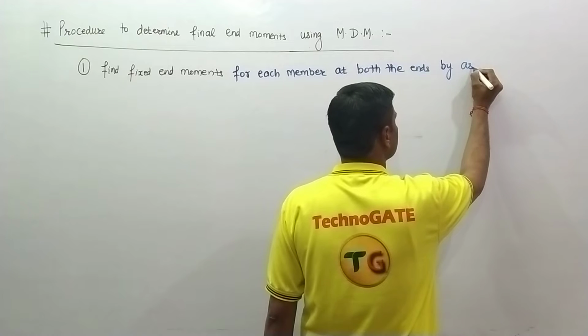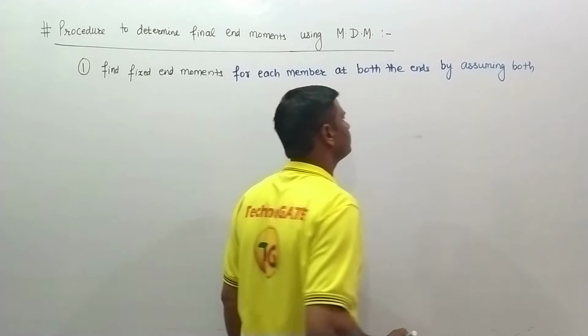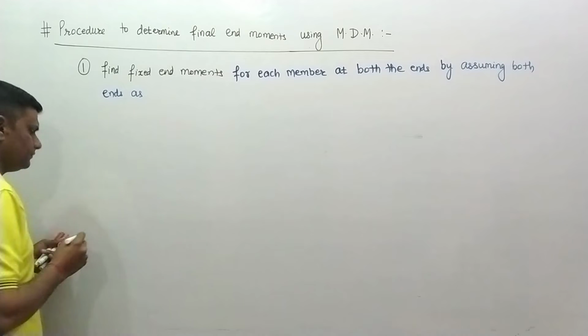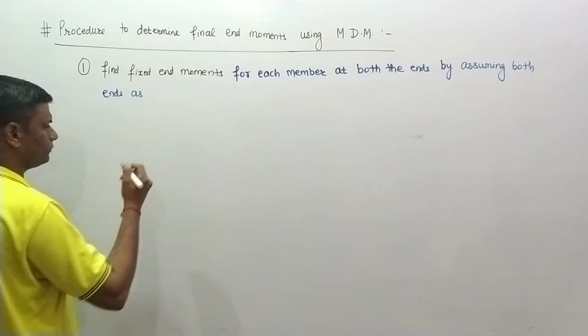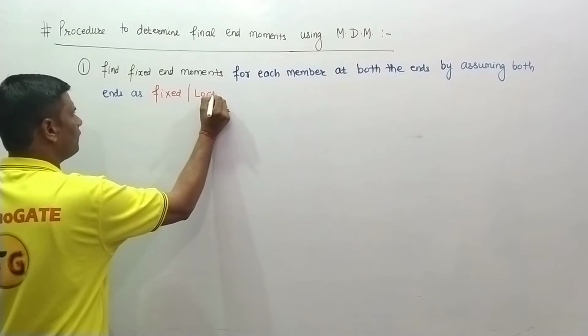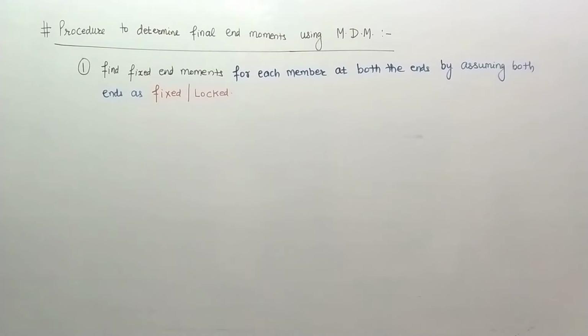The first step is we have to find the end moments for each member at both the ends by assuming both ends as fixed or locked.